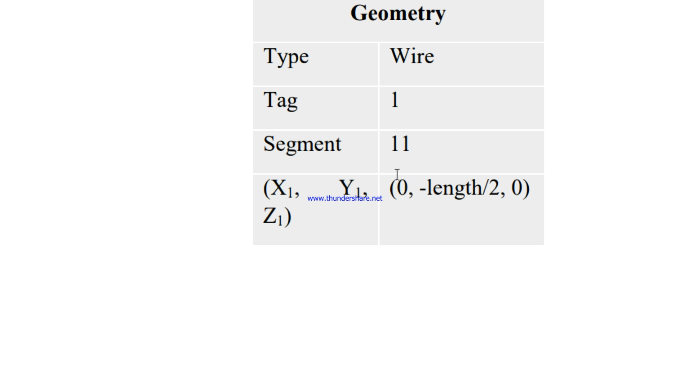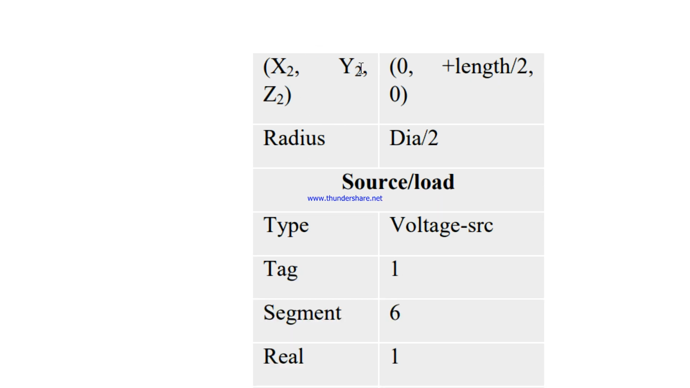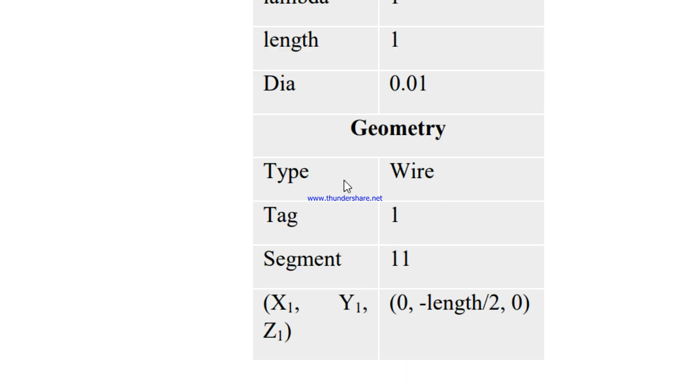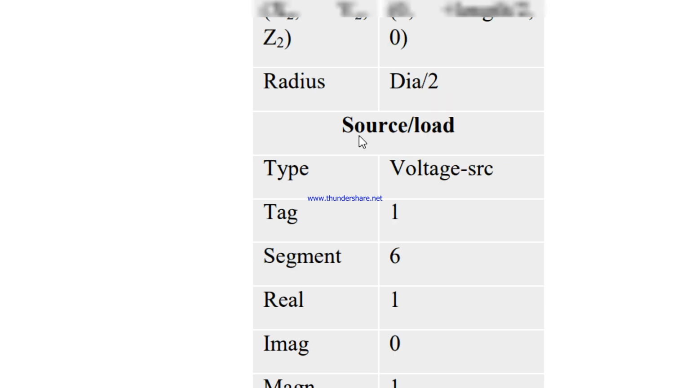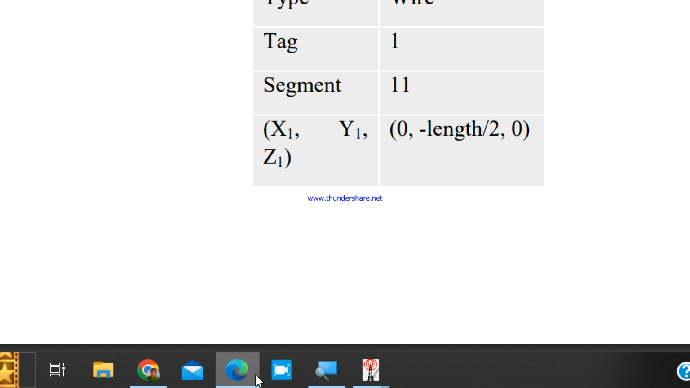For x1 it is 0, for y1 minus length by 2, for z1 0. Accordingly here also x2, y2, z2. For x2 0, y2 positive length by 2. In place of y1 in the previous one, it was minus length by 2, that is the negative pole. Then z2 is 0. Then radius, that is dia by 2. So like that, accordingly you can enter the values available in this manual.